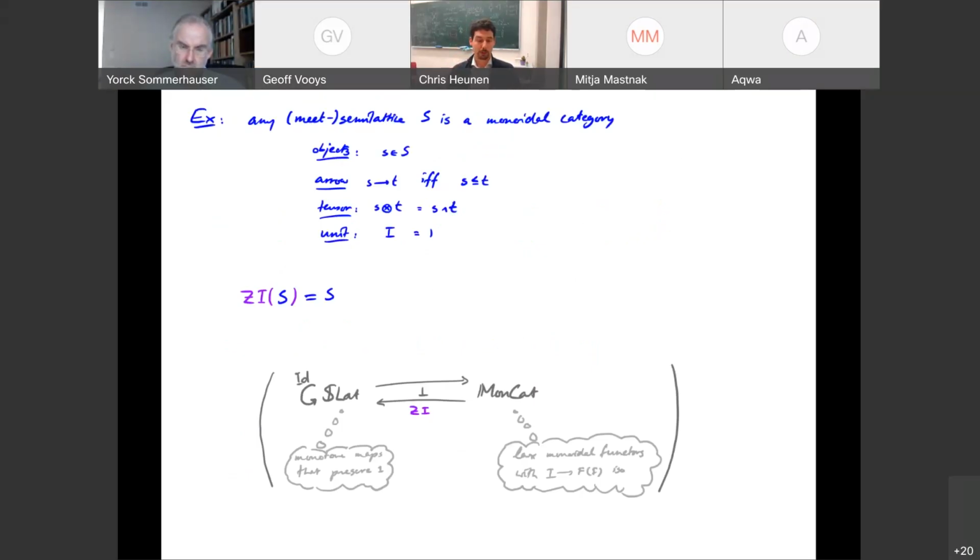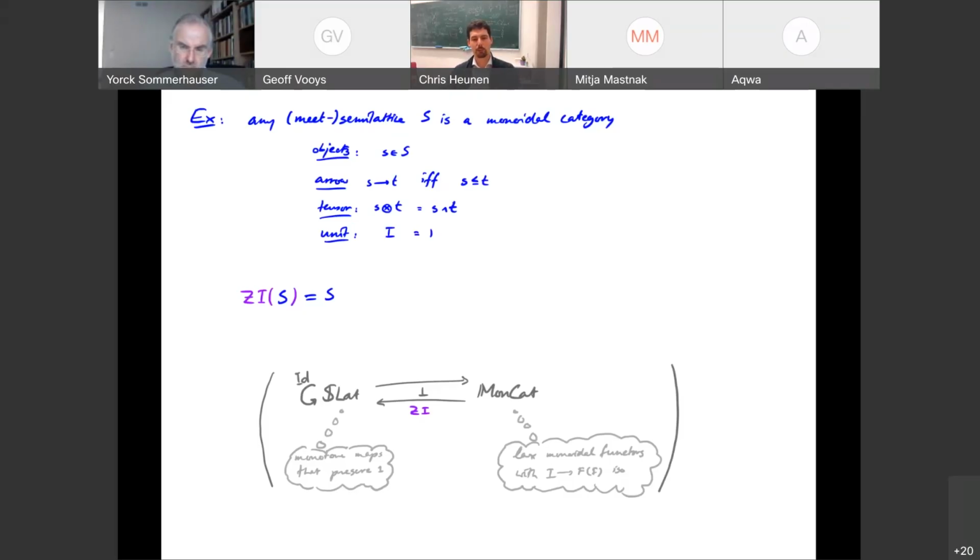A second example of a monoidal category that's actually a Cartesian monoidal category that we saw last time is if you start with a meet semilattice. Remember, that's a partially ordered set that has binary greatest lower bounds, meets. You can regard that as a monoidal category by saying the objects are just elements of the poset. There's a unique arrow from one object to another exactly when the one is below the other. The tensor product I define to be the meet, and as tensor unit I take the top element. So in this way any meet semilattice becomes a monoidal category.